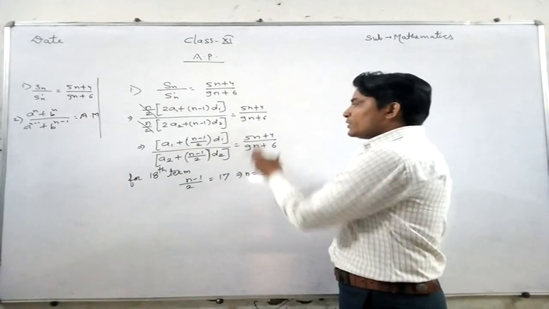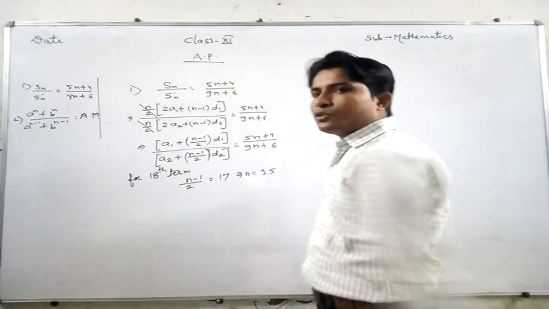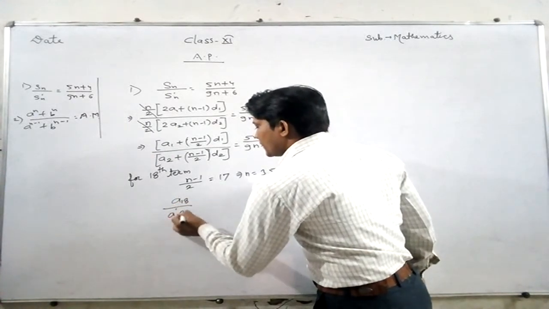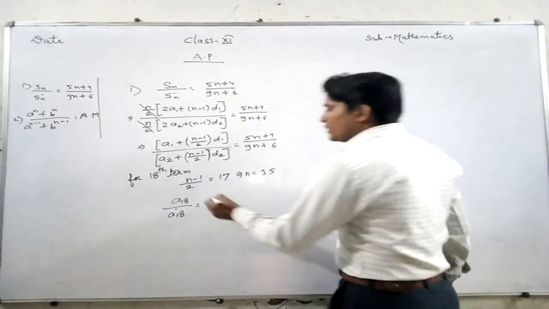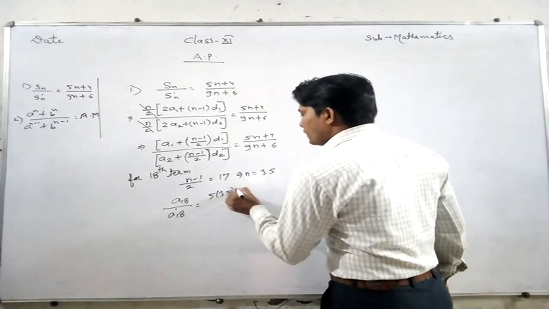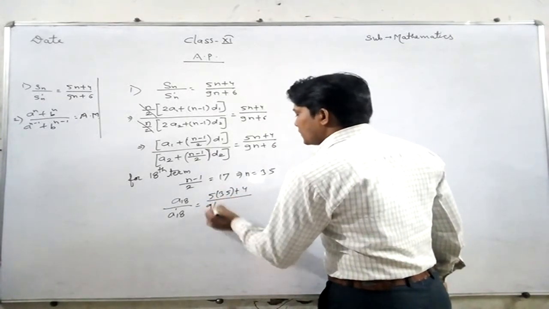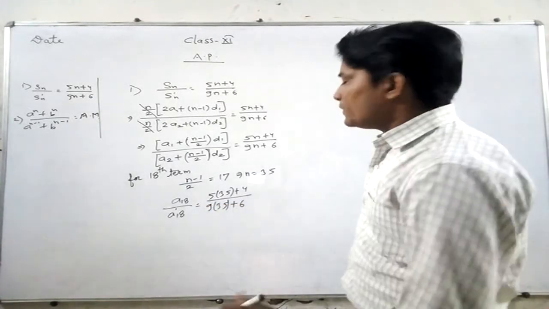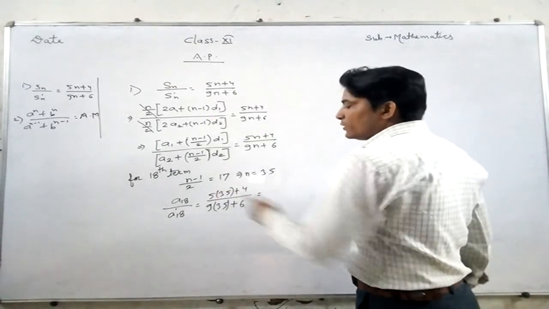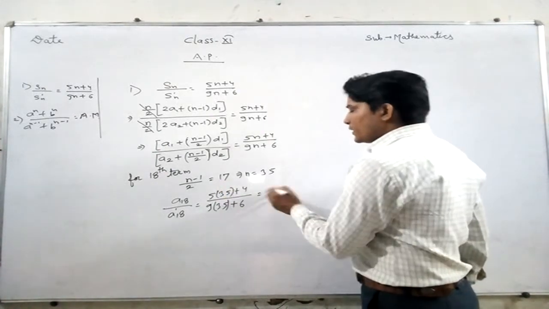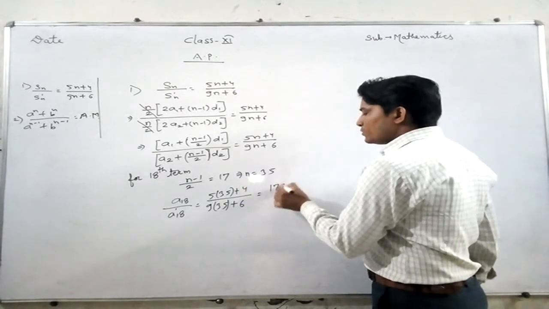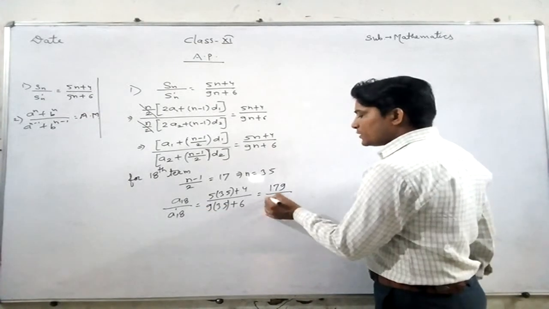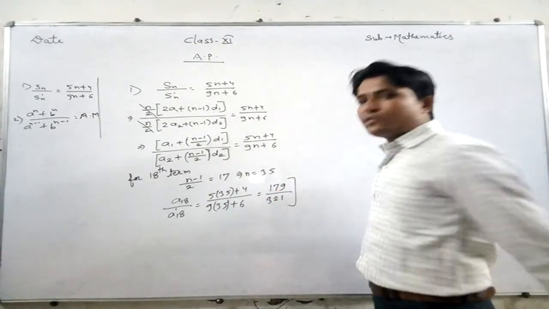So if we put n equals 35, the terms become a18 divided by a dash 18. So it becomes 5 into 35 plus 4 and 9 into 35 plus 6. It is clearly 5 into 35, that is 175, plus 4, equal to 179, and 9 into 35, that is 315, plus 6, equal to 321. So this is our answer.